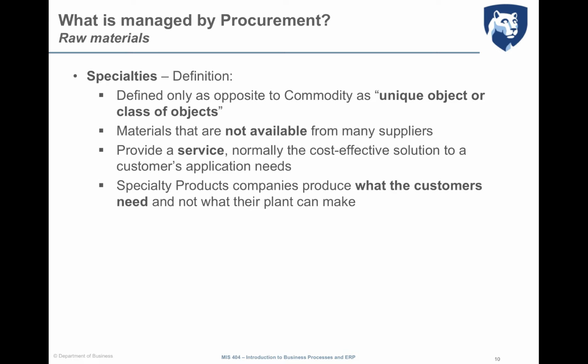So they are specialties, materials that are not available from many suppliers, but which are requested specifically by companies from a single supplier, which provides a tailored product, but also a service which can be linked to the realization of these raw materials, which needs to be recognized by companies, because suppliers are providing something customized and tailor-made for your request. So specialty product companies produce what the customer needs and not what their plant can make. What the plant can make is produced if the raw material is a commodity, while specialties are produced upon customer request, following customer specific needs.